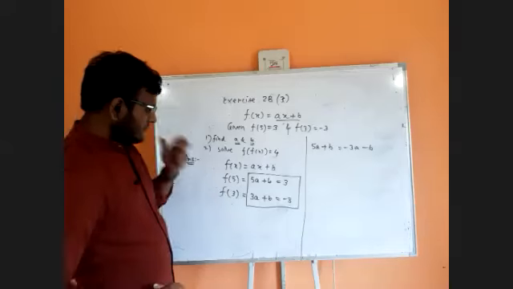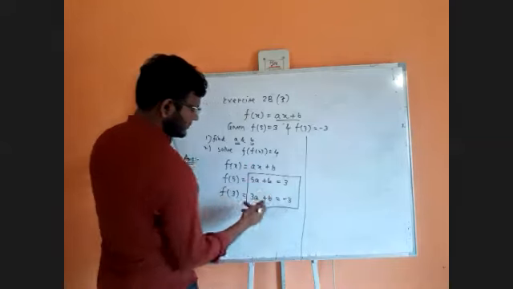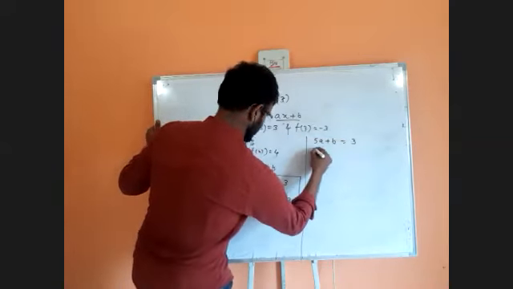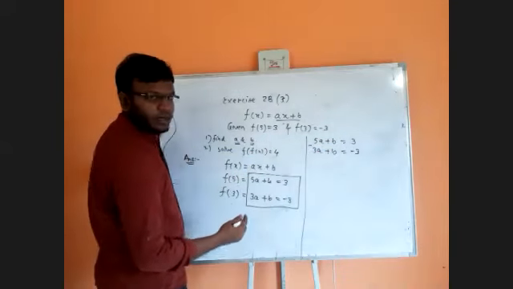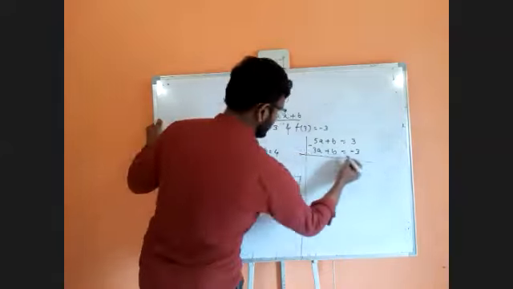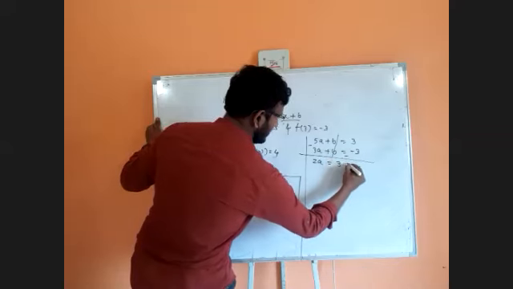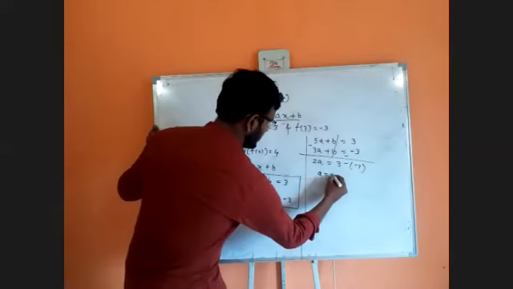So these are linear equations. The simplest way to solve them is just eliminate the variables. So better, why not I just subtract these two equations? If I just subtract it, b and b will get cancelled. So 2a will be 3 minus of minus 3, that will be 6. a will be 3.